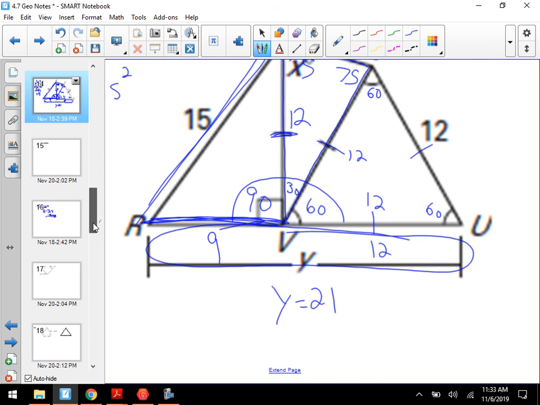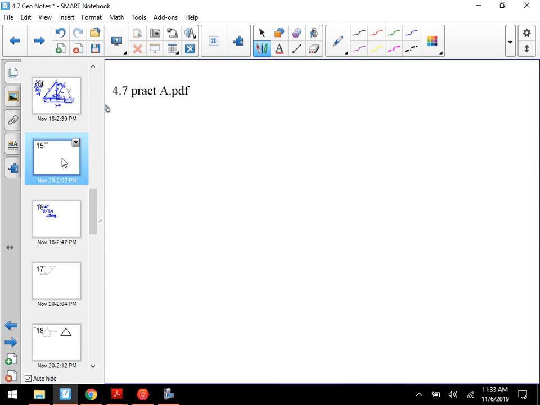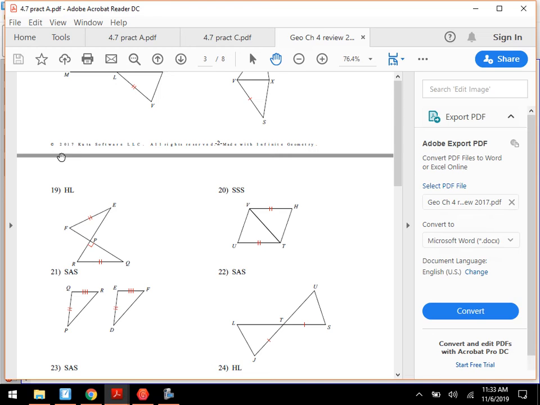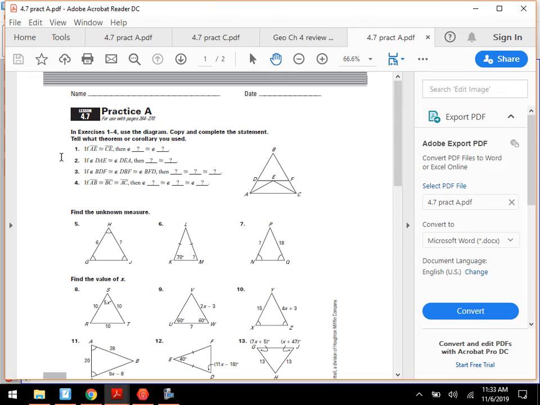Let's see how I have right here. Let me pull this up. So I have a copy of this, so you don't have to keep drawing pictures.